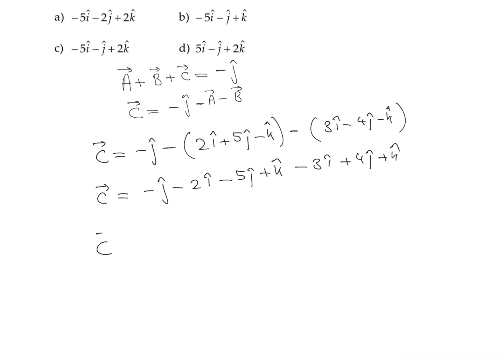Now we can add to find out the value of C vector over here. Over here we are having minus 2i cap and here we are having minus 3i cap. So if you are adding these two, we are going to get minus 5i cap. Now we can observe the term related to j cap. This is minus 1 and minus 5, that is minus 6, and minus 6 and plus 4, we are going to get minus 2j cap. Then we have the term of k, that is plus k and plus k, so we are going to get plus 2k. So this should be the C vector.